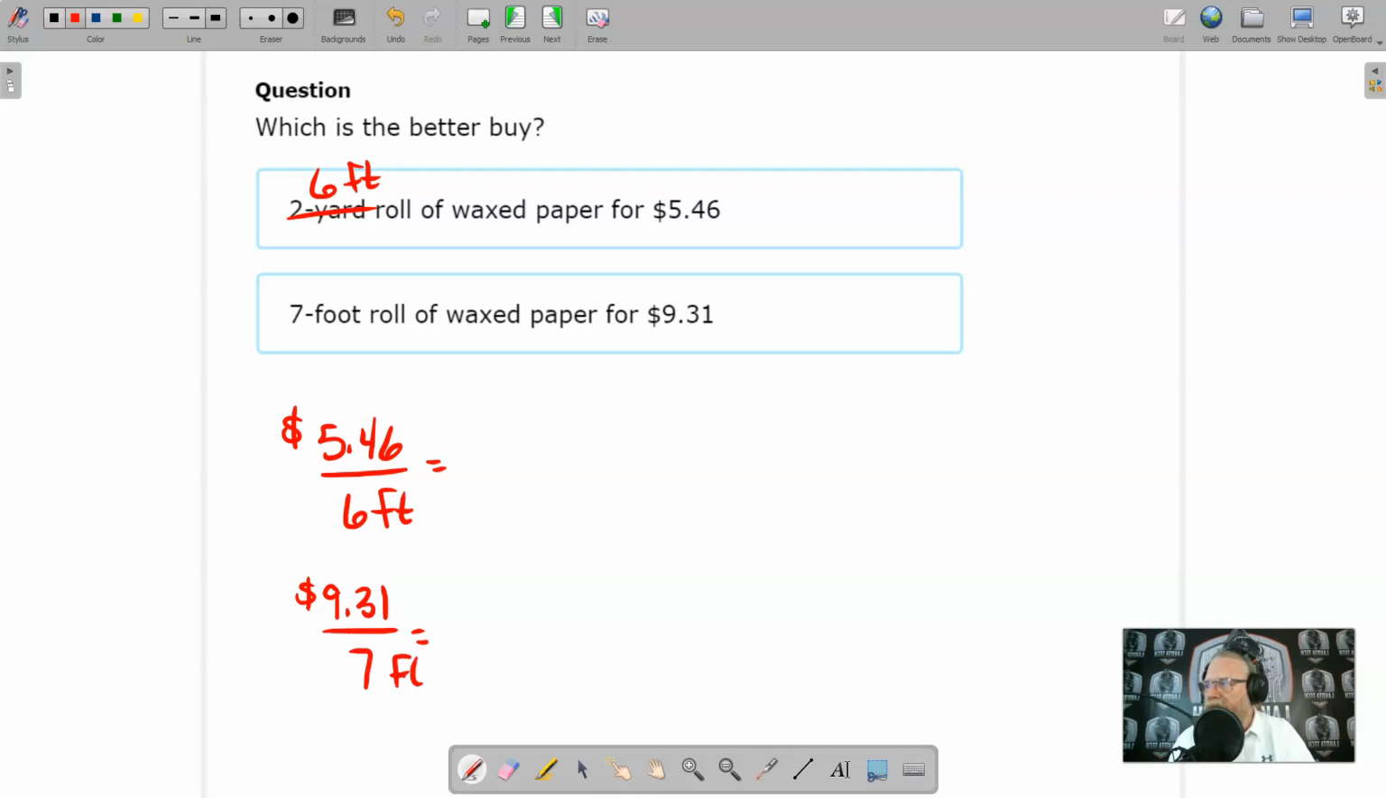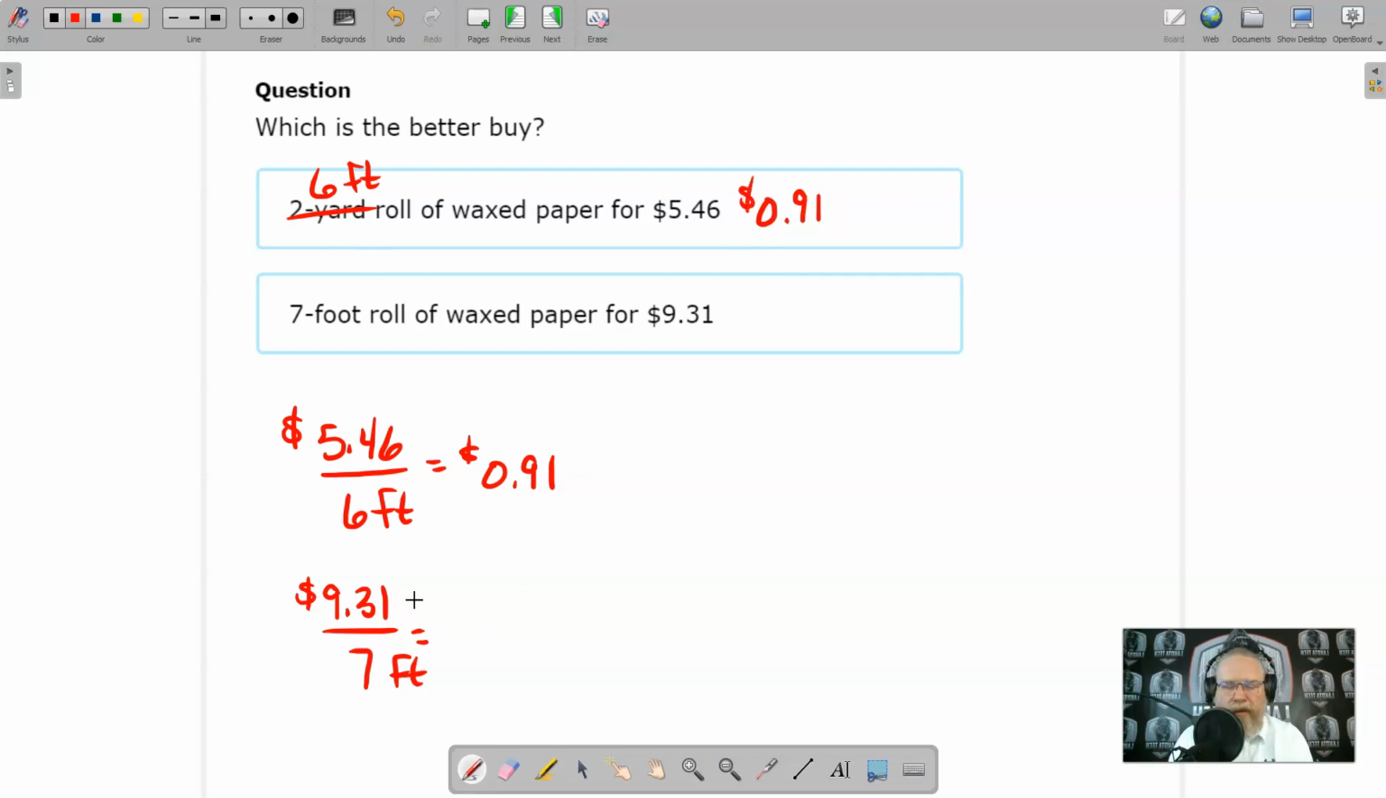And put our label there, feet. So 5.46 divided by 6 is going to equal 0.91. So that is 0.91, 91 cents, and that is per foot.